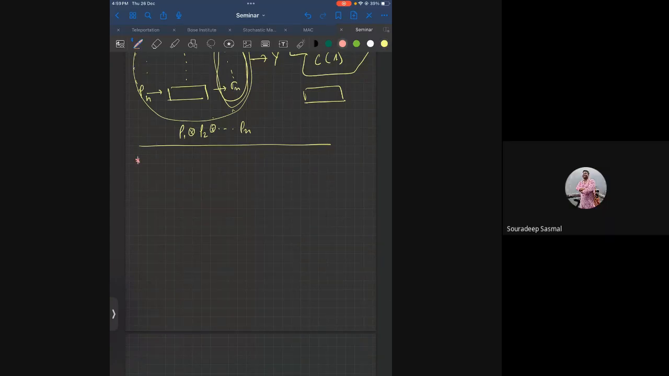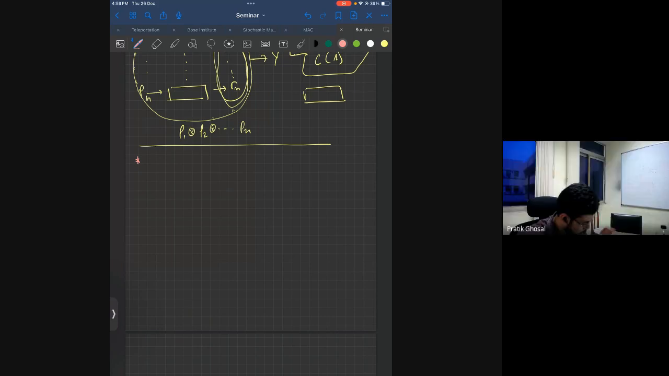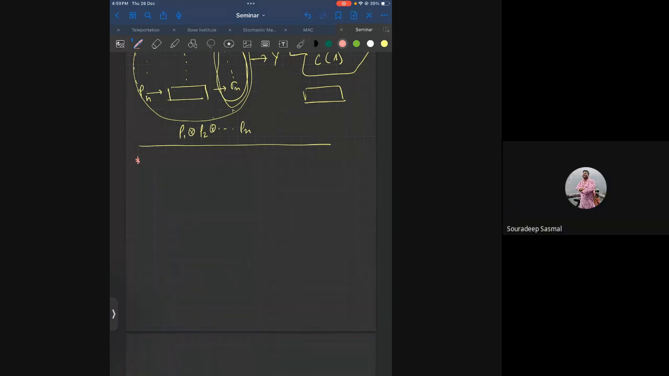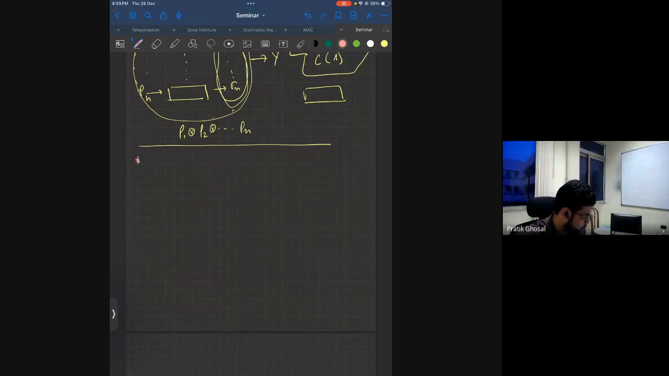Pratik, if your example is small and you can just wrap it up maybe within 5 minutes, and maybe you can continue the next week also. Yeah, sure. I will just mention the two results very fast.